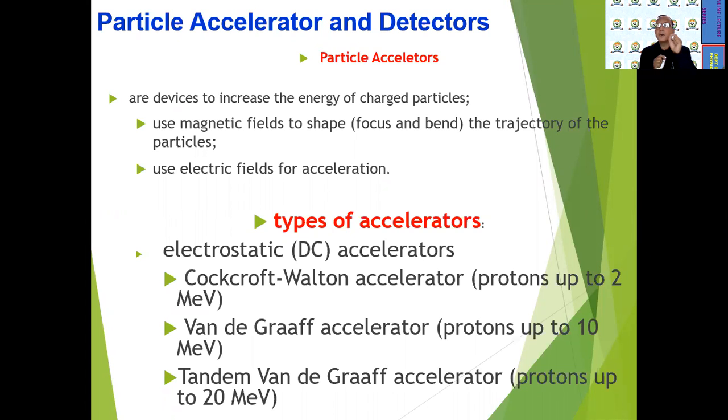Particle accelerator, isn't it? And how is this possible? To increase the energy of the particle by using a particular type of device, that is an accelerator. In short, it is called a particle accelerator. What do we have to use for this?